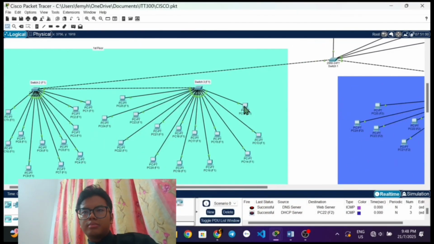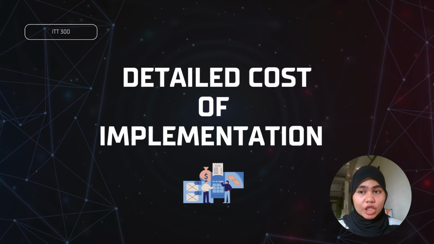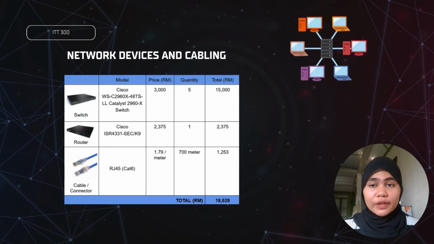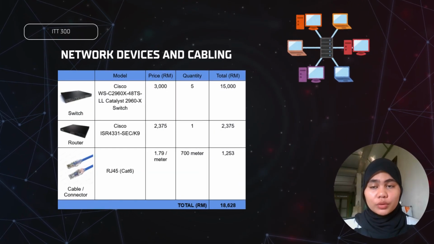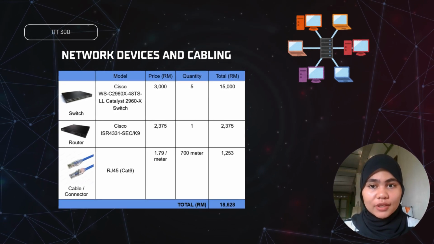Thank you from me. Now, let's move on to the detailed cost of implementation for this project. First, network devices and cabling. Firstly, we use 5 Cisco WS-C2960 48TS-L switches, each costing 3,000 ringgit, making a total of 15,000 ringgit.